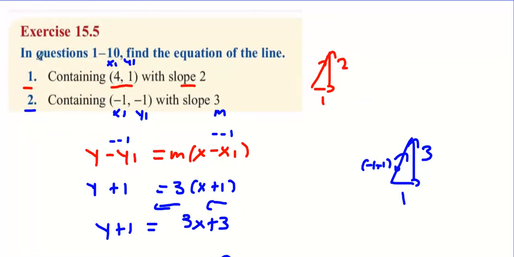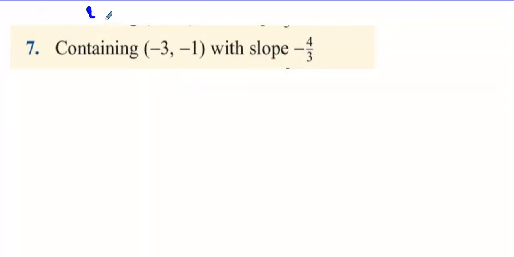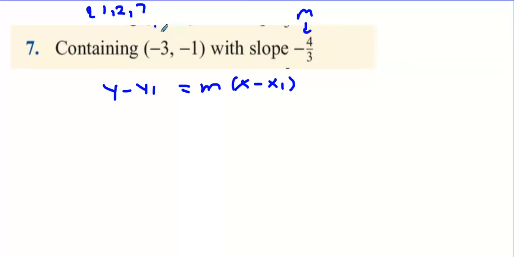So that's questions 1 and 2 sorted. 15.5, 1 and 2. And now we have 7. y minus y1 equals m into x minus x1. So this is m, and this is x1 and y1. Okay, so it's going to be y, minus minus 1, which is a plus 1.